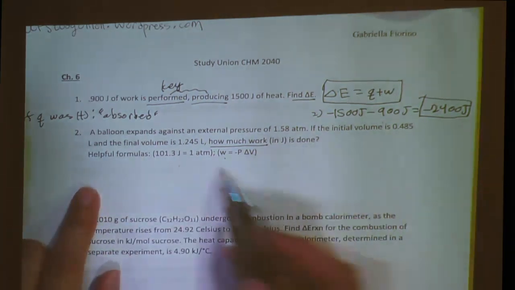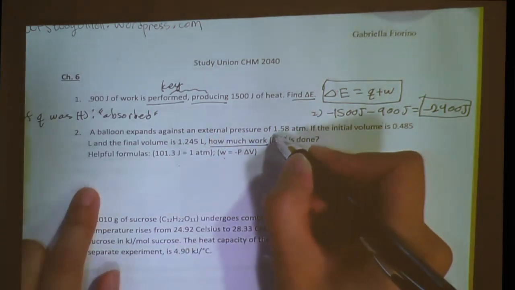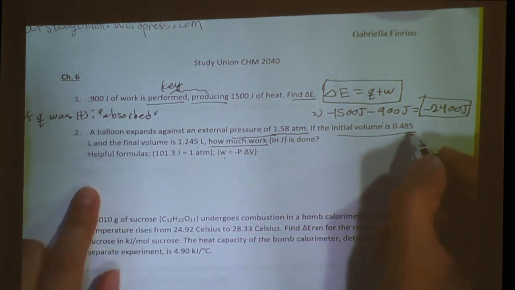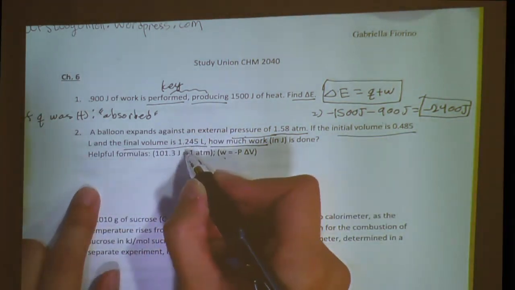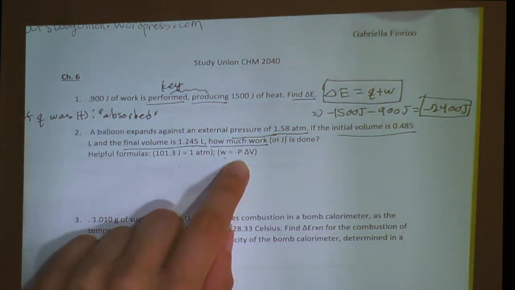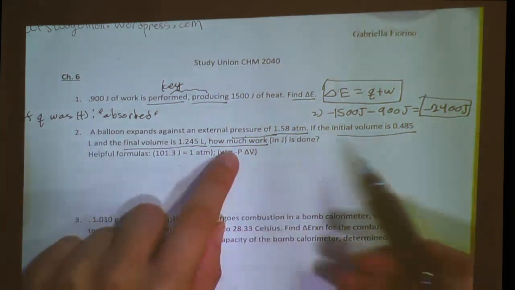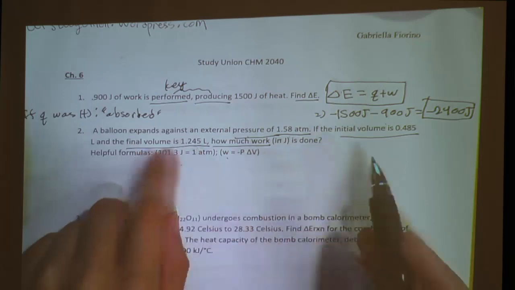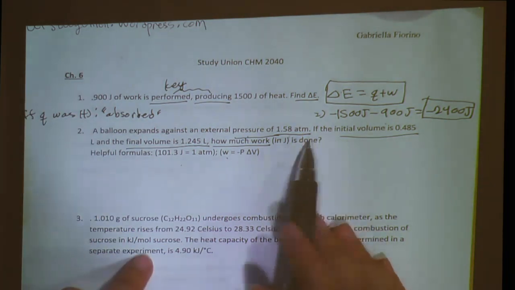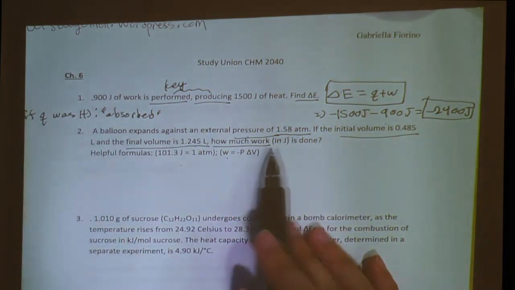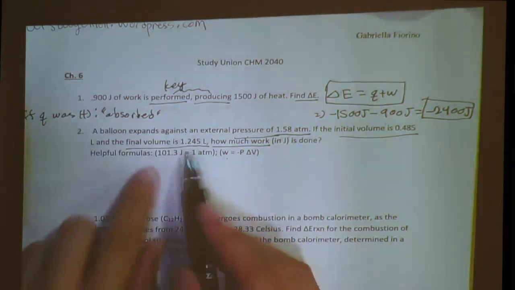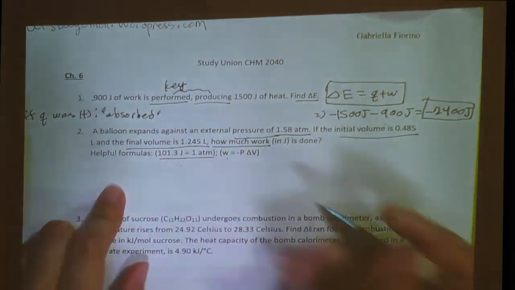So in this case, what is our pressure? They give us 1.58 atmospheres. And what is our volume? Well, we have initial volume of 0.485 and final volume of 1.245. Can I just plug these into the work equation? Right. We do have to find the change in volume, but also we can't plug in the 1.58 atmospheres, right? We want it in joules. So to get into joules as our final answer, we have to convert atmospheres to joules. So this is a conversion factor that you're definitely going to want to know.